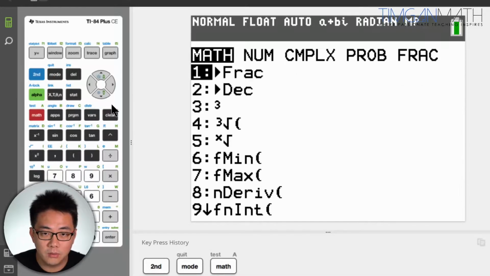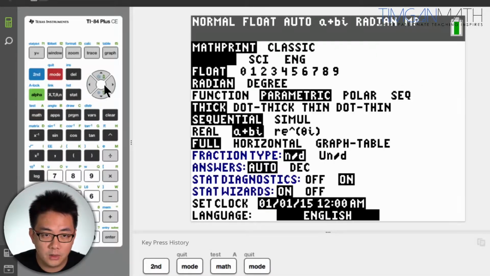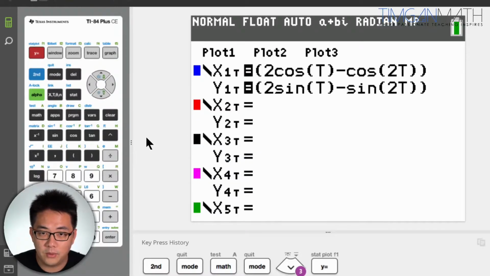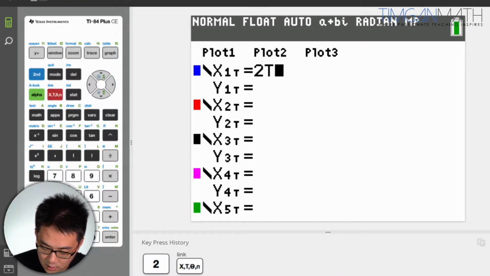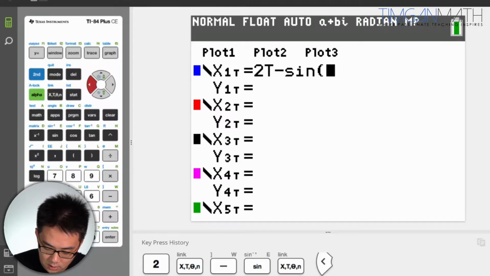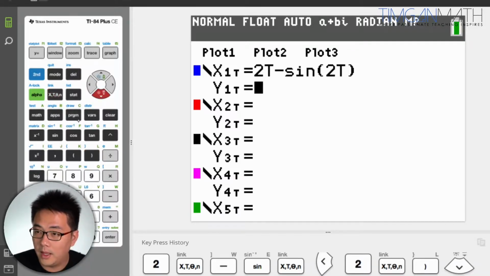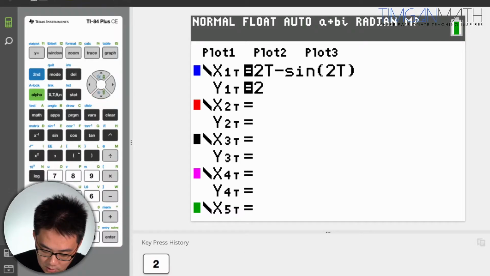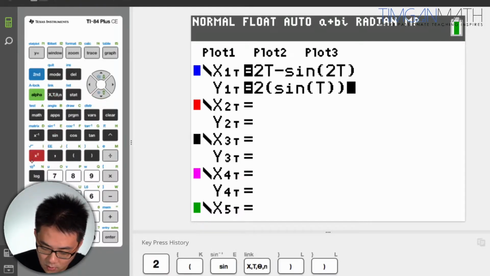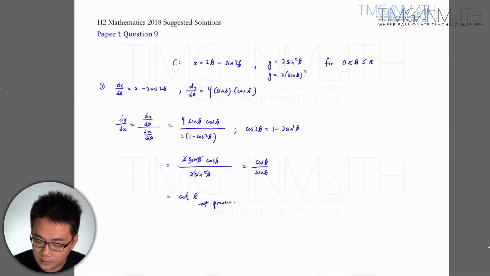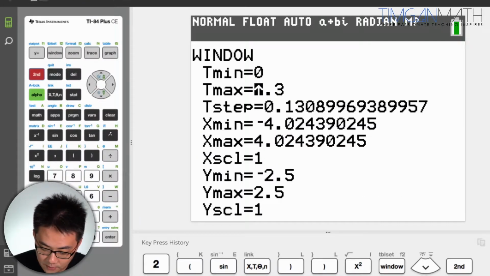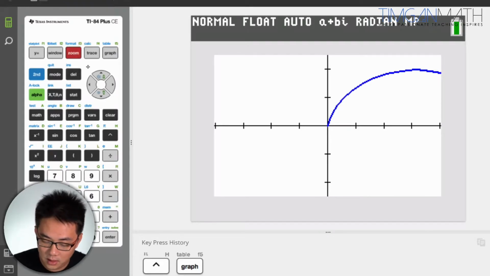So I'm just going to go to math. Just want to change it to, okay, this is already in parametric. So I'm just going to clear this out. So this is 2 theta minus sine 2 theta. And this is 2 sine square theta. Now take note of the window value. Your T-min would be 0 to pi, right? So when you sketch this out with 0 to pi here, just put in pi and just graph it. Maybe zoom standard a bit.